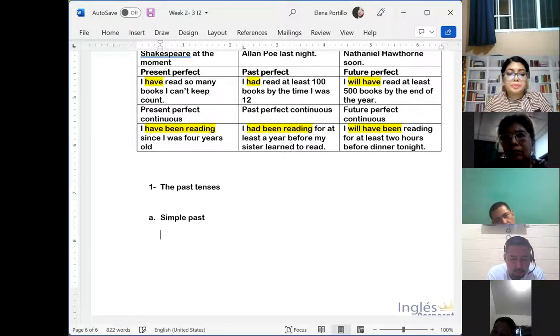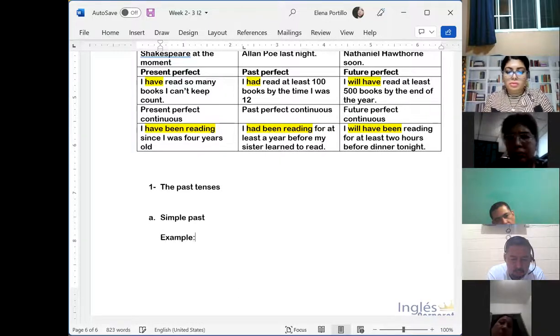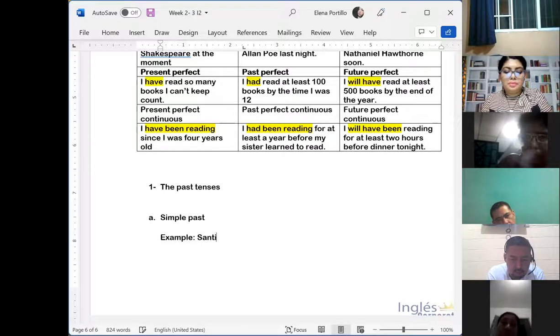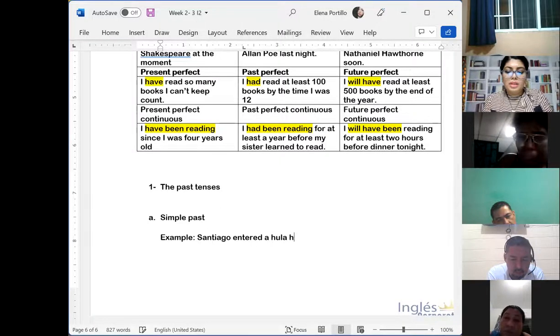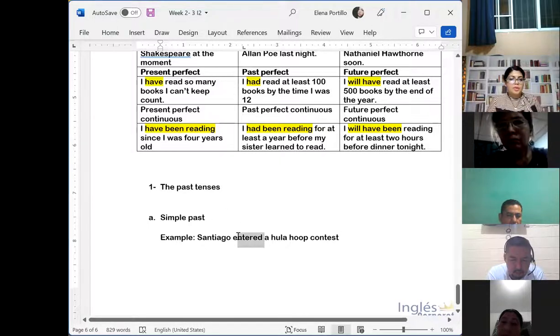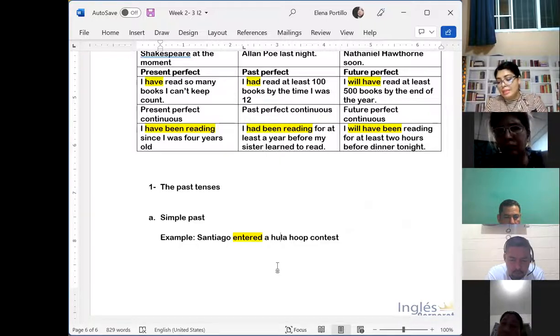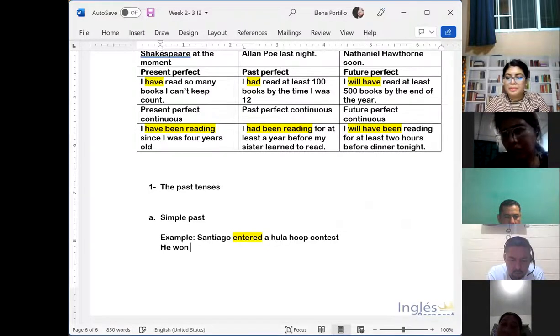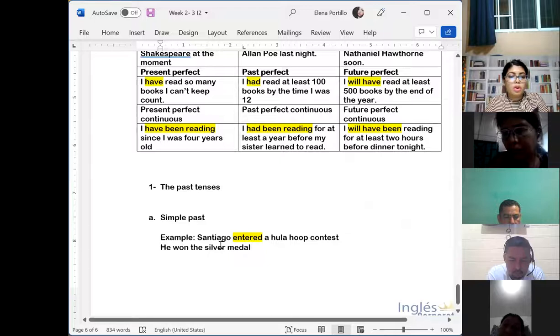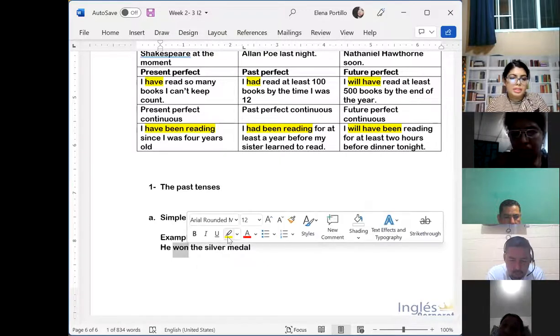And we have an example. Santiago entered a hula hoop contest. So in this case, this is our verb, entered. And at the end of the verb, we have the ed that marks that the verb is in past. And also we have another one, and it says, he won the silver medal. Won is our verb in past. That is the past of win.